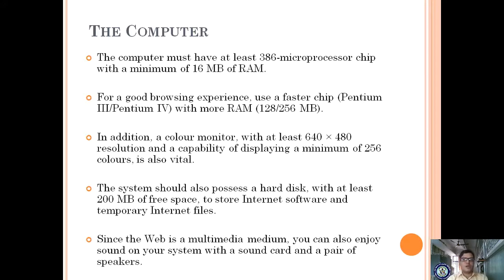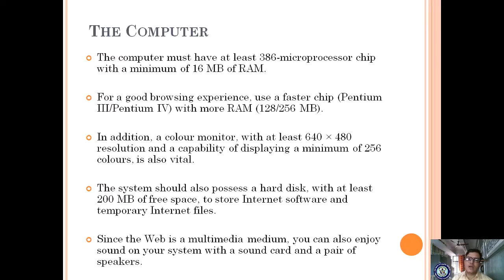The computer must have at least a 386 microprocessor chip with a minimum of 16 MB of RAM. It must consist of a good processor and good RAM. For a good browsing experience, use a faster chip with more RAM. If you want to access high speed data from a network, then you must use a highly configured processor and highly configured RAM.